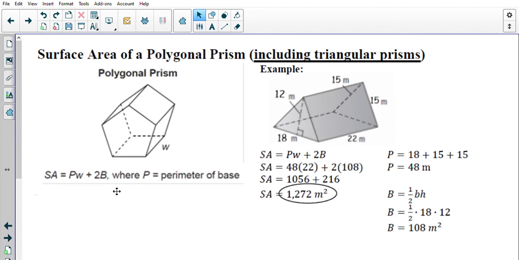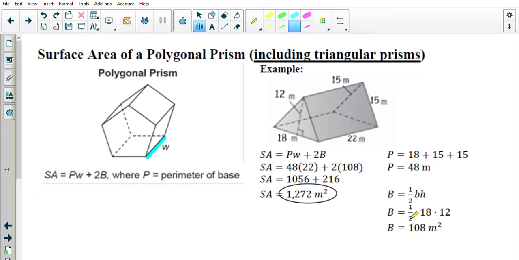So the formula is capital P times W plus 2 times capital B. P represents the perimeter of the base. That's new for us. And we'll do some examples of finding the perimeter of the base in a moment. W represents the width of the prism, which is still the distance between your two parallel faces. And then capital B still represents the area of the base. That hasn't changed. So I typed in an example to the guided notes to help you see how this works.